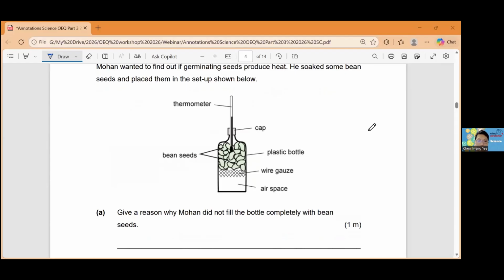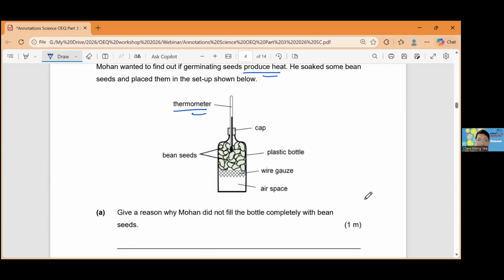Now look at this question. I have a container that contains some germinating seeds. Mohan soaked some bean seeds. Basically, bean seeds are just seeds, different types of seeds. They are placed in the bottle below with a thermometer inside. Of course, the thermometer is to show whether germination produces heat. But before we even talk about that, give a reason why Mohan did not fill the bottle completely with bean seeds.